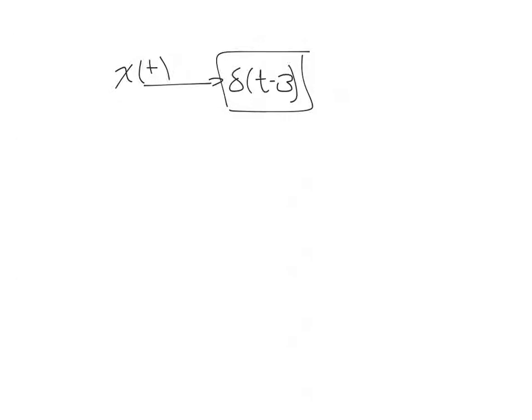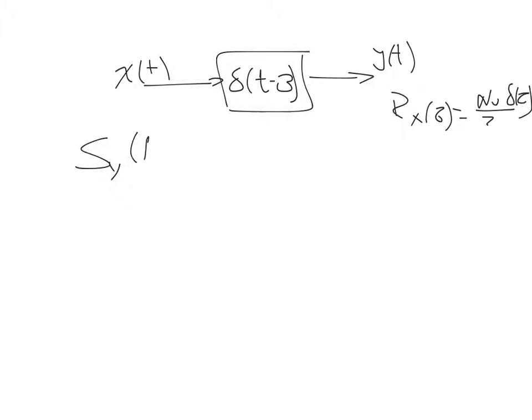Anyways, so let me solve this example with you. So we have this delta of t minus 3, right? And we have this x of t, and we have this output y of t, and our Rx of tau was equal to N naught over 2 delta of tau, right? Then, as we mentioned, the solution says that Sy of f is equal to Sx of f times the square of the magnitude of H of f, right?